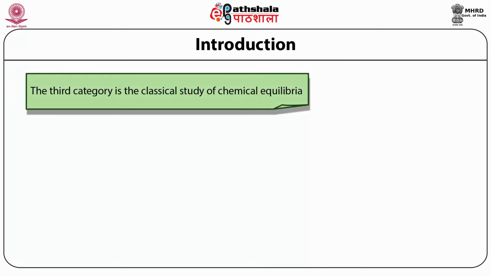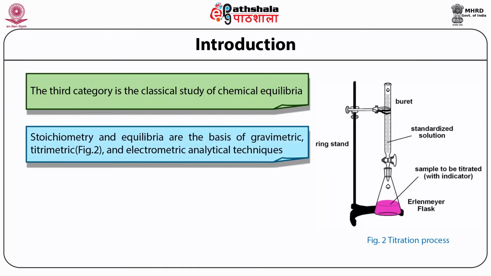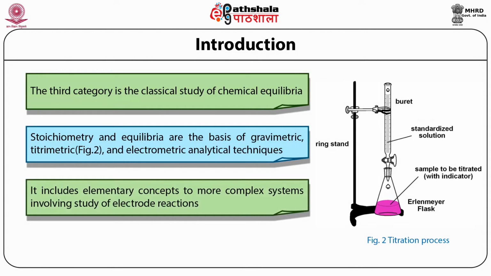The third category is the classical study of chemical equilibria. Stoichiometry and equilibria are the basis of gravimetric, titrimetric, and electrometric analytical techniques. It includes elementary concepts up to more complex systems involving the study of electrode reactions under controlled experimental conditions and the use of solvents other than water.